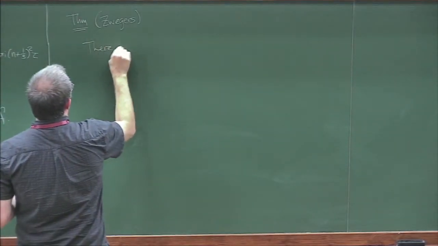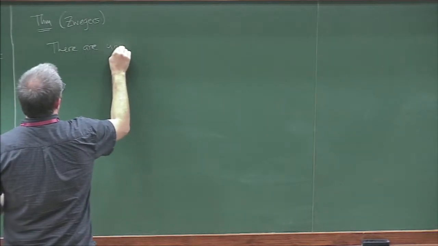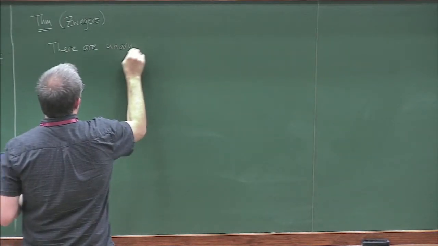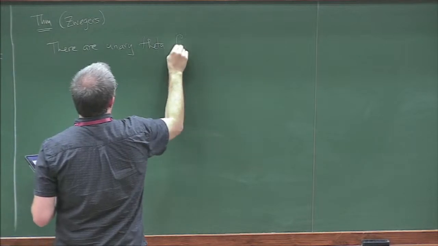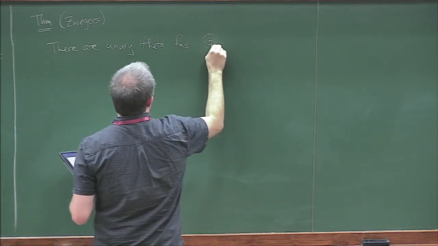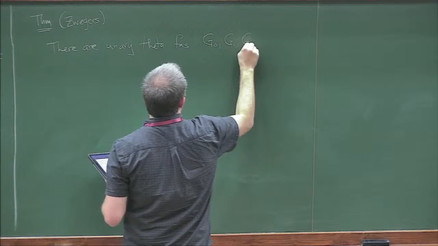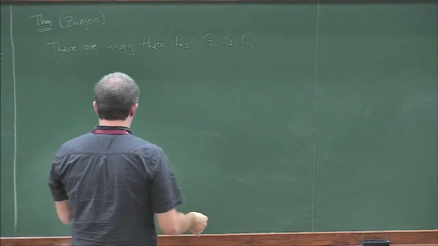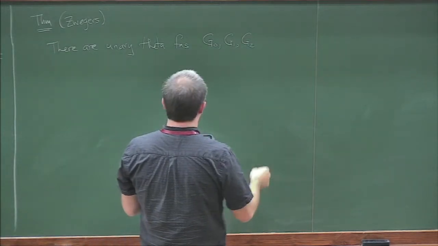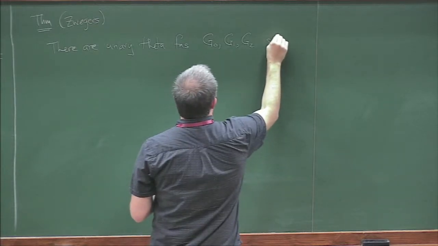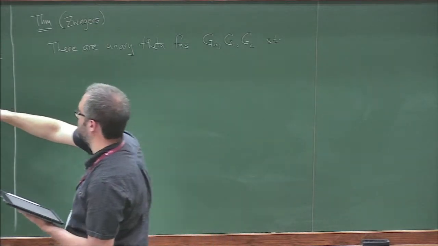So there are unary theta functions. Let's call them G0, G1, and G2. And he writes down formulas for these, but I don't think they're super important for what we're doing today, so I'm not going to write them down. Such that, I guess I did write one down already. This one is G0.